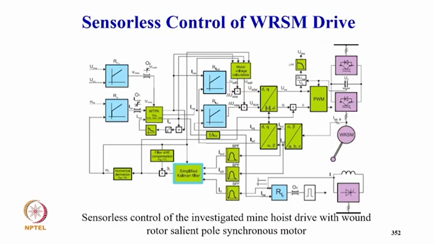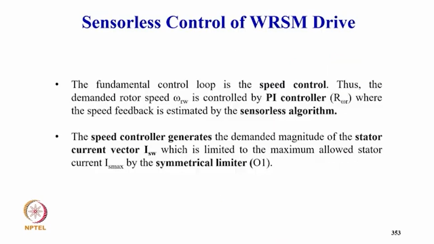And these are sensorless controls of an investigated drive with wound rotor salient pole synchronous motor, with all the inputs and estimation, and that's the reason position is not estimated here. So the fundamental control loop is the speed control loop, and thus the demanded rotor speed is controlled by a PI controller, where the speed feedback is estimated by the sensorless algorithm, and the speed controller generates the demanded magnitude of the stator current vector I_s, which is limited to the maximum allowed stator current I_s max by the symmetrical limiter.